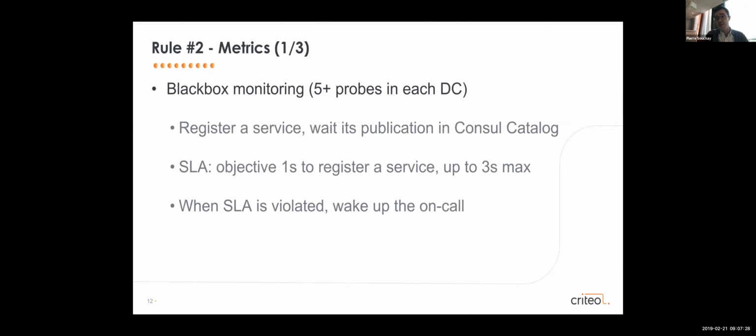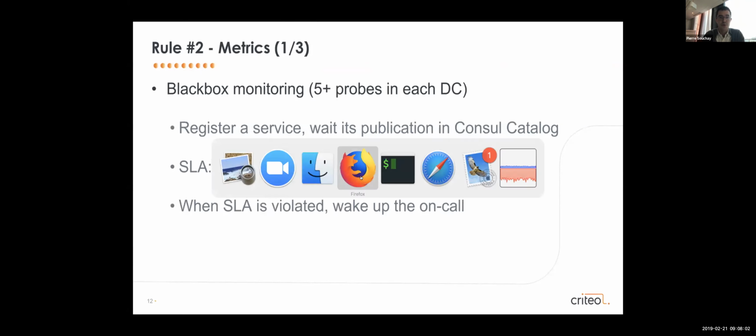The rule number 2 is metrics. We put metrics on everything. The most important metric we have is black box monitoring. It's basically a simple tool that performs a simple registration into the Consul cluster and waits for the service to appear within the catalog. When it does, it counts the time needed to do it and produces metrics.